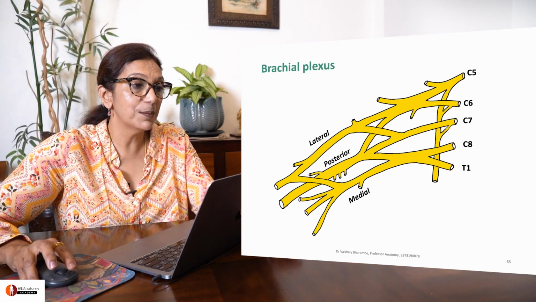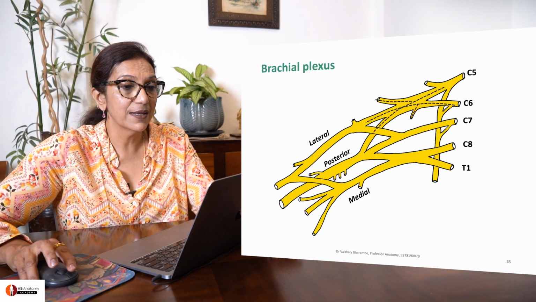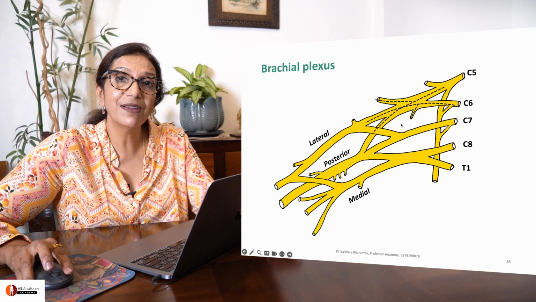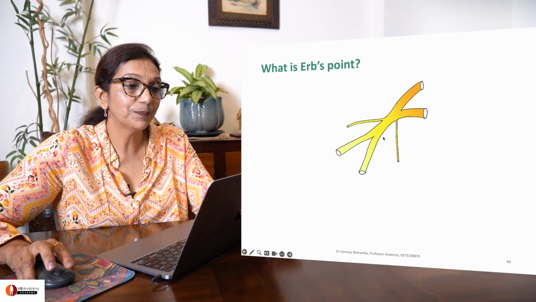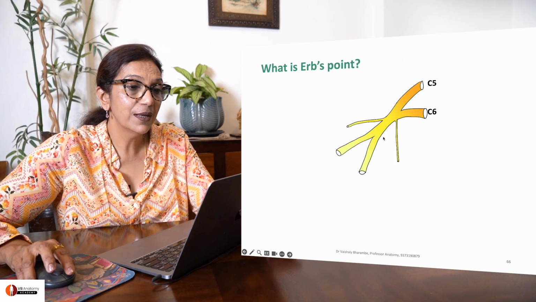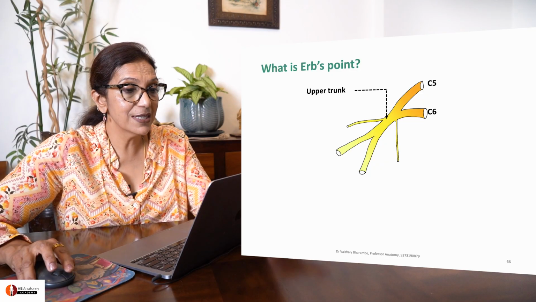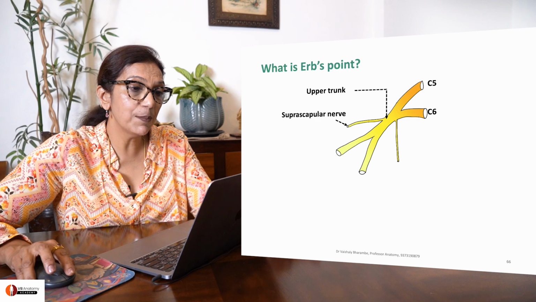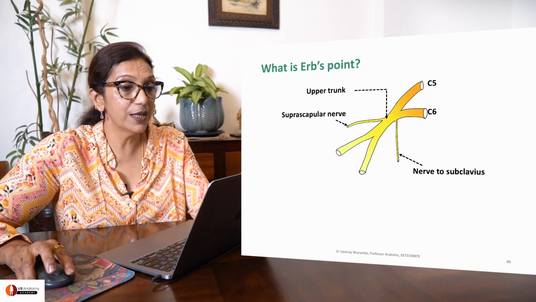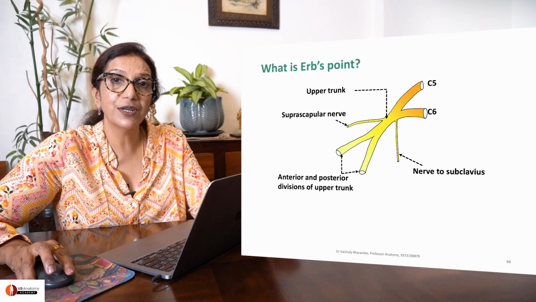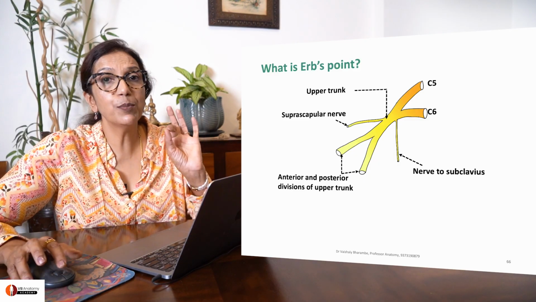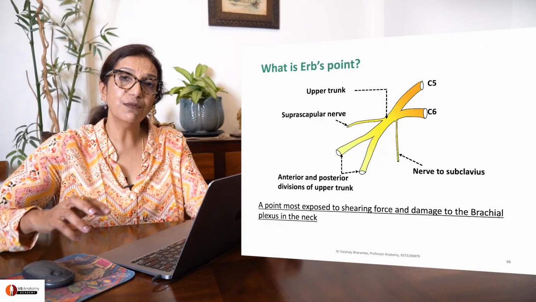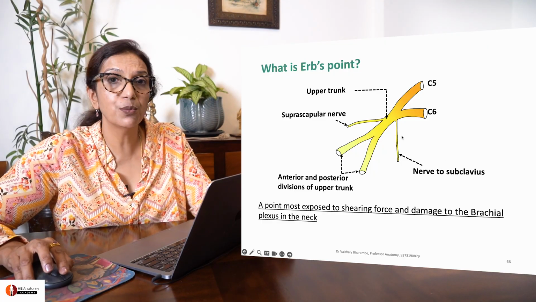Okay, so let's learn first about Erb-Duchenne's palsy. For that, you have to again remember what Erb's point is. Erb's point is a point where 6 nerves meet. So let's take a look. C5, C6 roots are 2 nerves forming the upper trunk, giving rise to the suprascapular nerve and nerve to subclavius, 4 nerves, and dividing into an anterior and posterior division, 2 more nerves. So Erb's point is a point where 6 nerves are meeting. It is the point most exposed to shearing force and damage to the brachial plexus in the neck.